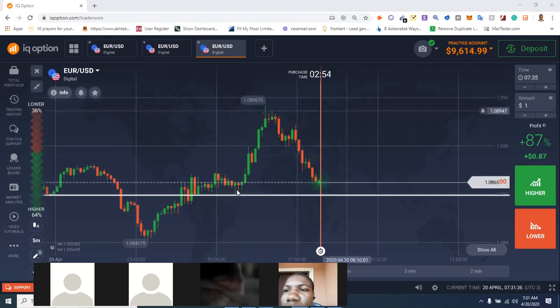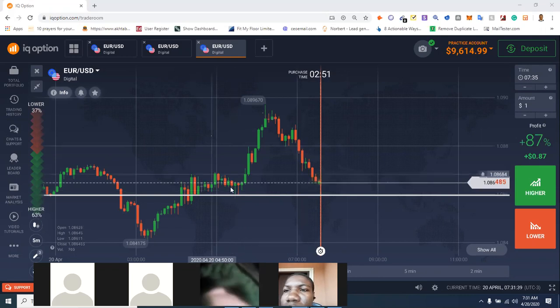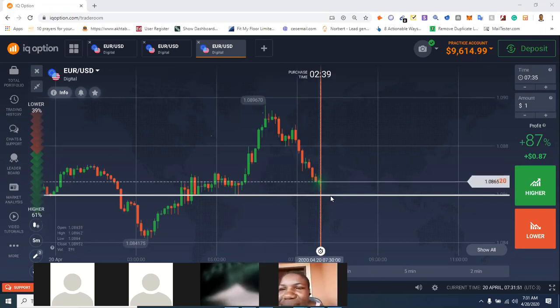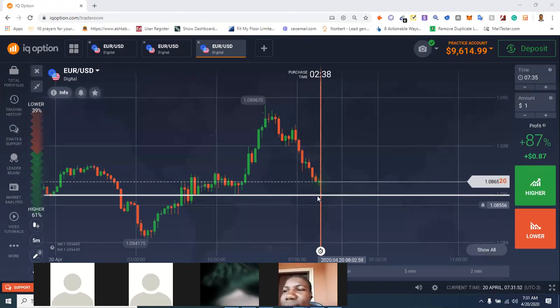It got here, it reversed. It wanted to come back down, but it could not. I'm having the feeling that it will still keep coming down and cross this place. It's going to cross here. It's going to keep coming down.